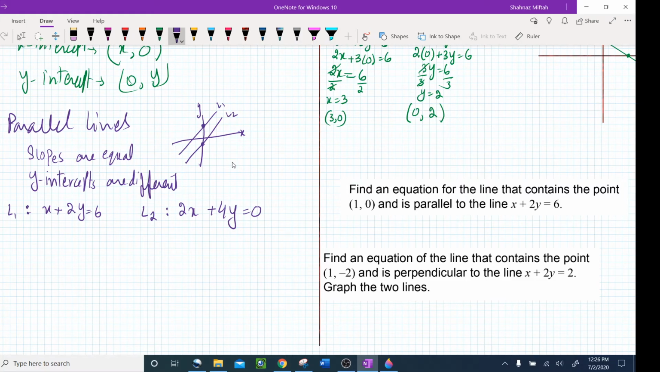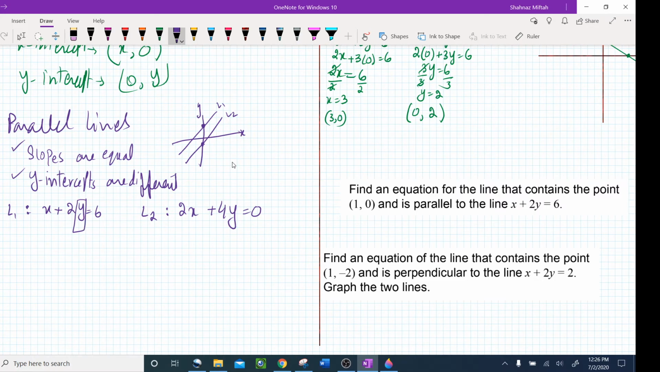I'm not graphing them. So what is the other way, without graphing, that we can tell these are parallel when the slopes are equal and their y-intercepts are different? So how would I know their slopes are equal? Because they are not in y equals mx plus b form. So I have to change them into y equals mx plus b. So again, isolate y.